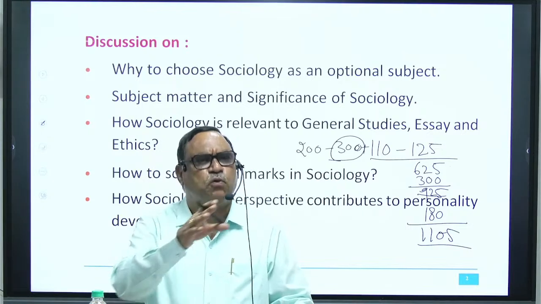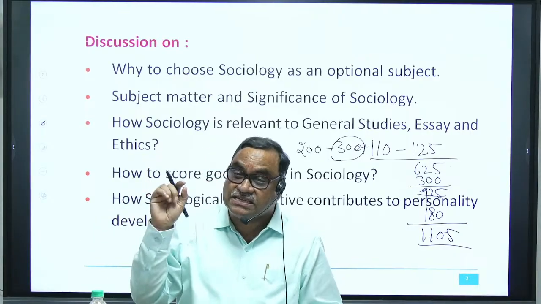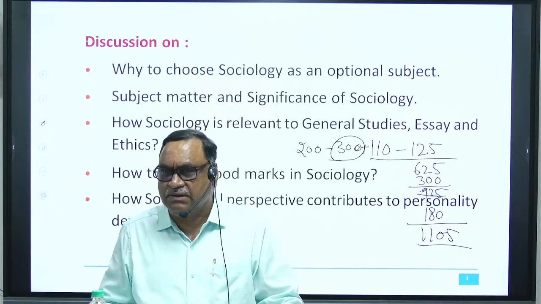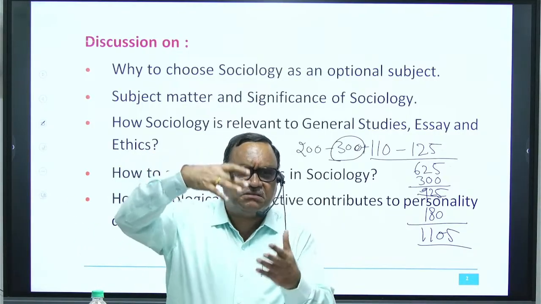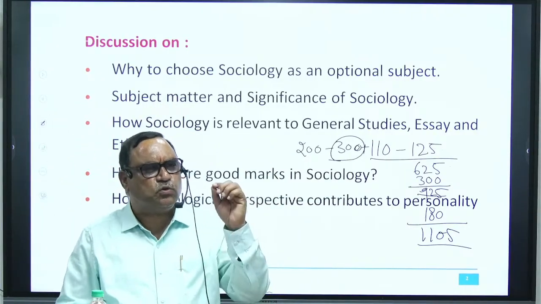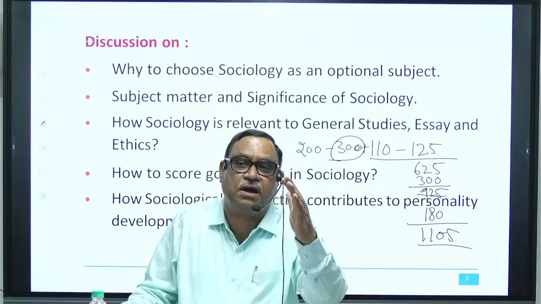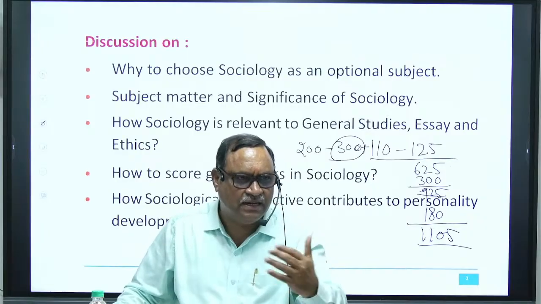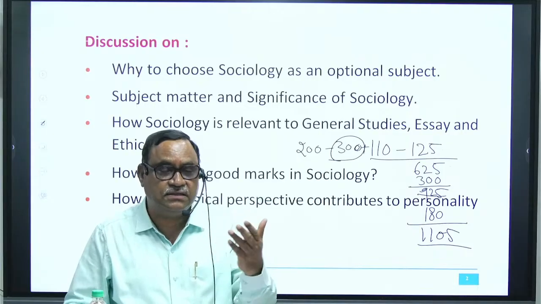Second, it is proved, I told you, that for the past 30 years, consistently, sociology students are scoring very good marks. In fact, there was no fluctuation. Most of the subjects have fluctuation. Sometimes some students get very good marks, sometimes they don't. But as far as sociology is concerned, there was consistency. Consistently, students are getting good marks, around 260, 270, 280, 300. And most of them got selection for services.